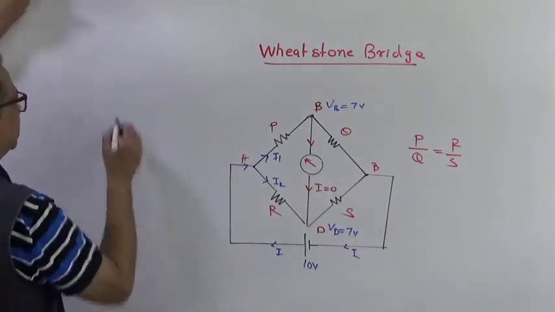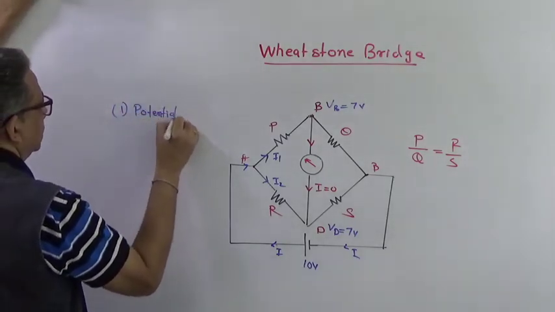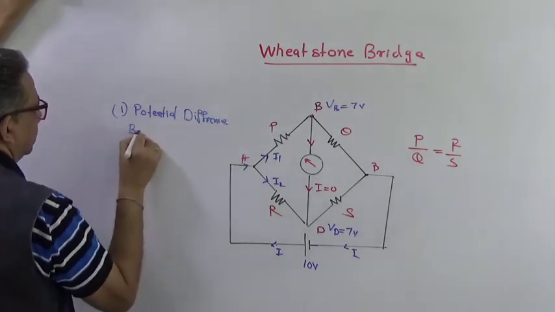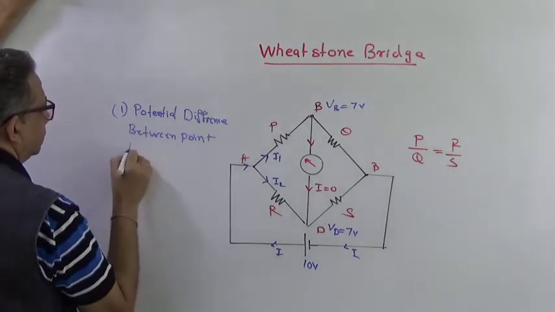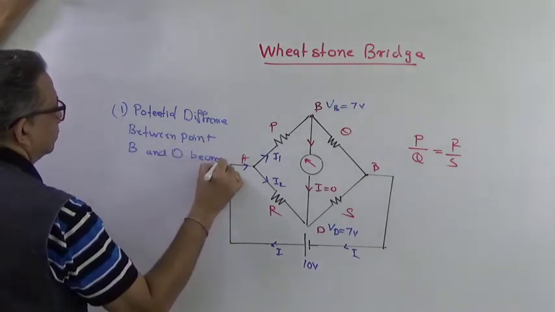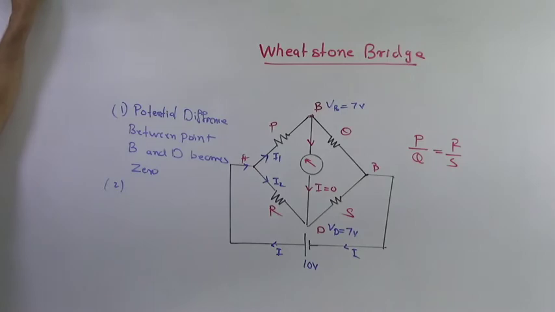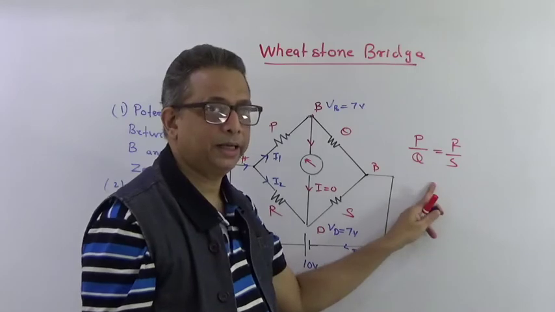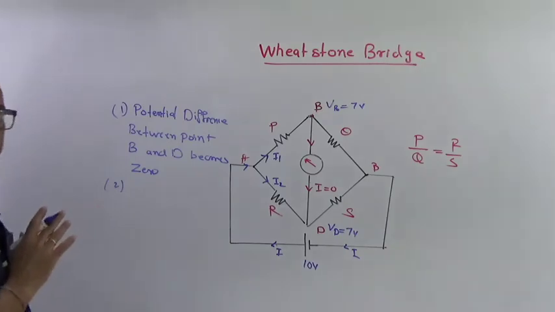So what is the first condition? The potential difference between points B and D becomes 0 when this condition is met. Once again I am repeating, when the ratio of this resistance is equal to the ratio of this resistance, then this situation will take place.